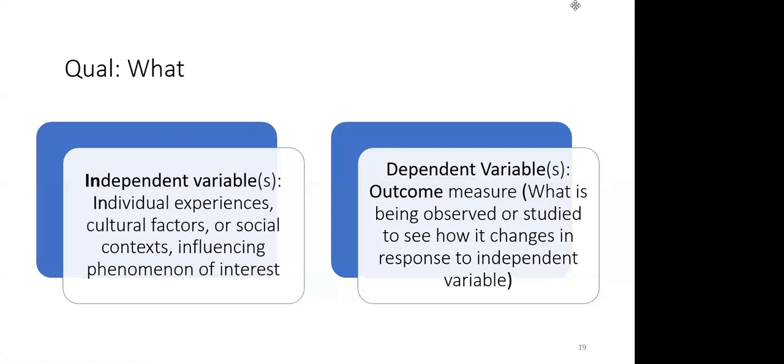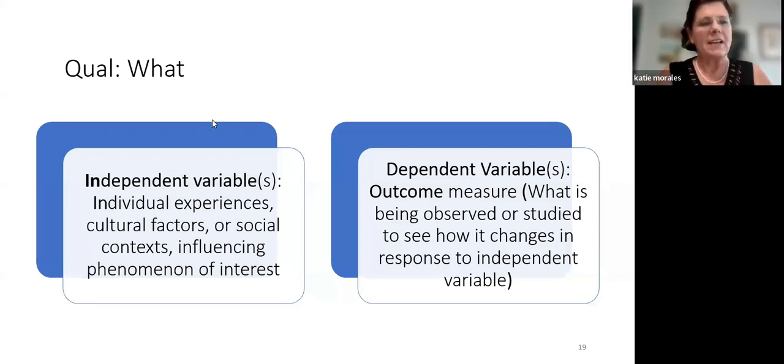Okay, perfect. So our independent variable is that individual experience, cultural factor, or social context influencing that phenomenon of interest. Our dependent variable is still the outcome measure, but it's a little weird to say measure with qualitative. It's what's being observed or studied to see how it changes in response to that independent variable. So it's the lived experience. How does the lived experience of being a goat herder in Zimbabwe affect heart disease? Heart disease is the dependent. The independent is that individual experience.